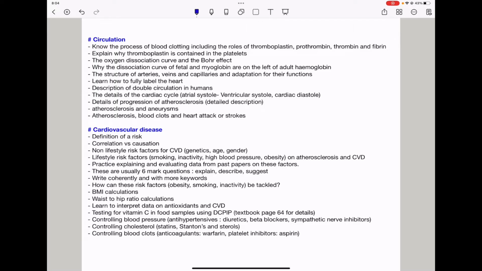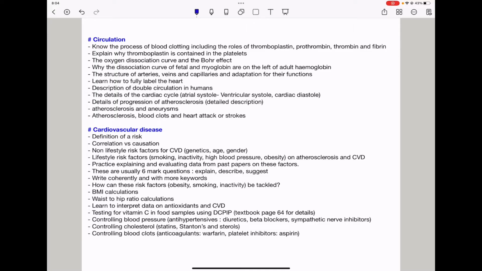Going on to cardiovascular diseases, we need to know the definition of a risk. We need to be able to tell apart a correlation as well as a causation. Here we also need to know the non-lifestyle risk factors for CVD, like genetics, age, as well as gender. We also need to know lifestyle risk factors like smoking, inactivity, high blood pressure, obesity, high cholesterol, and so on. And how these affect atherosclerosis and how that can lead to cardiovascular diseases.